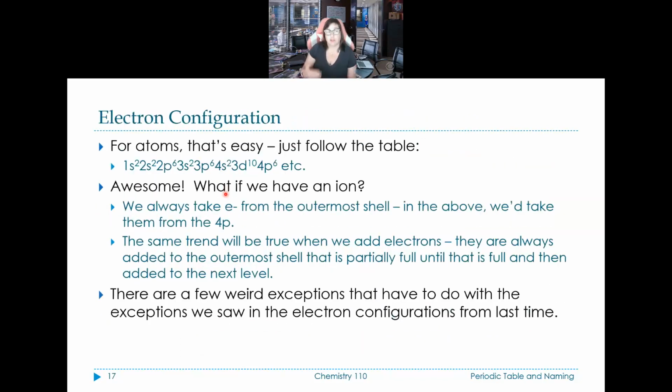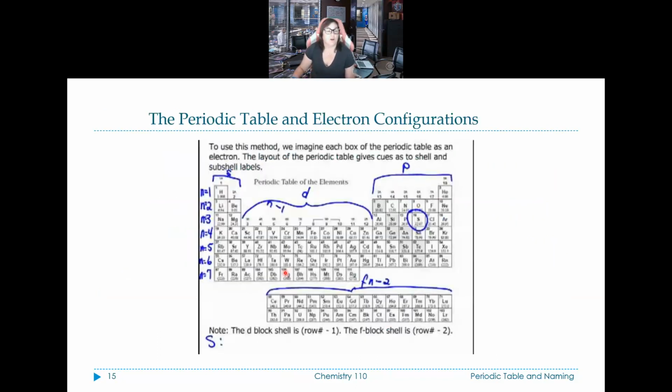So for atoms, when we do our electron configurations, that's easy. All we have to do is follow the table. What do I mean by that? Well, let's go back to our table and we'll talk about it. From here, we know that hydrogen is a 1s1. When I get to helium, that's a 1s2. So now I have 2 in that S for row 1, and that's all I have.